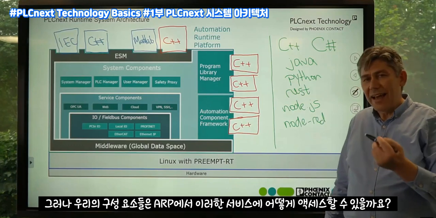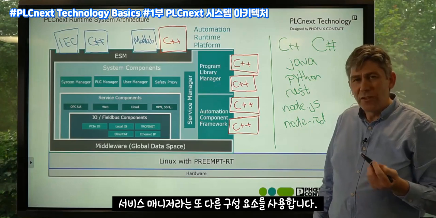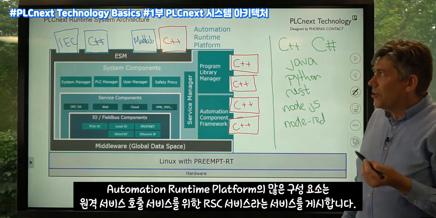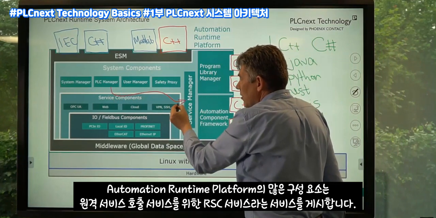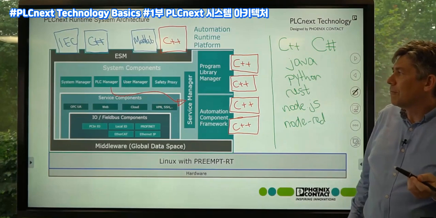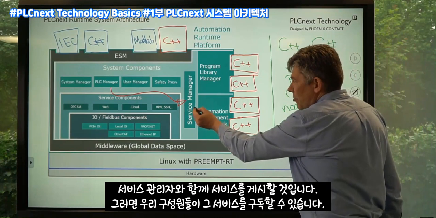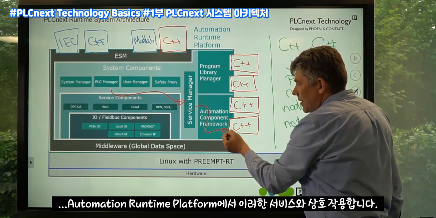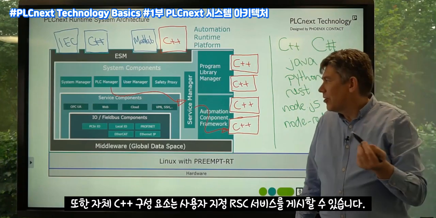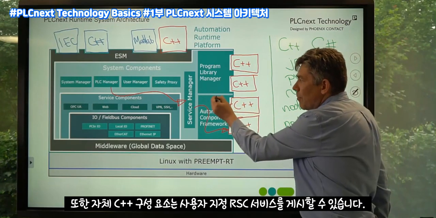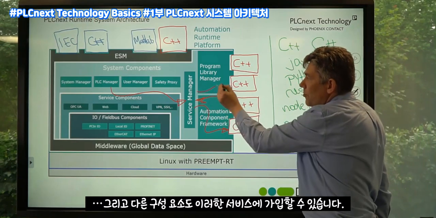But how do our components access these services in the ARP? Well, we make use of yet another component, the service manager. Many of the components in the automation runtime platform will publish services called RSC services, for remote service call services. They'll publish those services with the service manager, and then our components can subscribe to those services and interact with those services on the automation runtime platform. In addition, our own C++ components can publish custom RSC services, and other components can subscribe to those services.